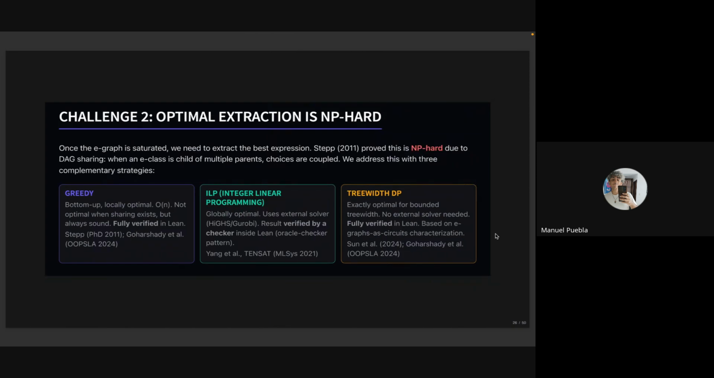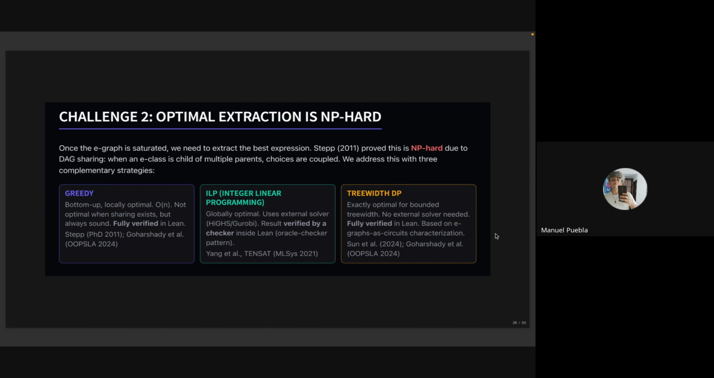And now comes a big challenge called optimal extraction. This problem is hard. It was shown in 2011 that this is simply hard because we can have sharing, like we can have many arrows going from nodes to many places. So the way we're dealing with this difficulty is by considering three different ways of extraction. We have a greedy extraction that's locally optimal.